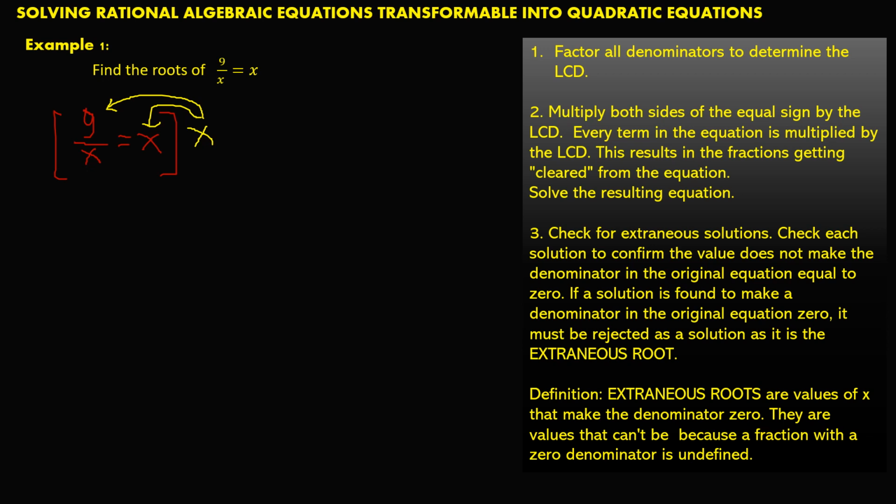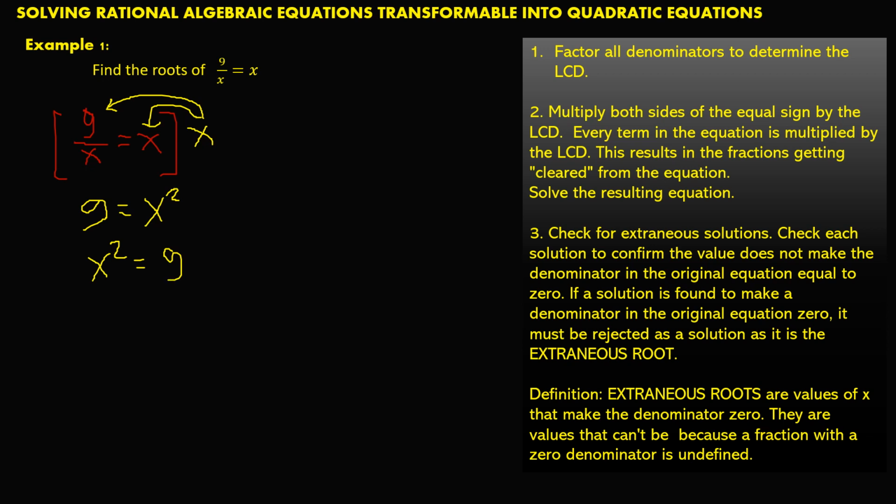So we have 9x over x. The x will cancel each other out, so we only have 9 as the remaining term, equals on the right side x times x equals x squared. We can interchange x squared and 9 so that the quadratic term will be on the left side of the equation and the constant term is on the right side of the equation.